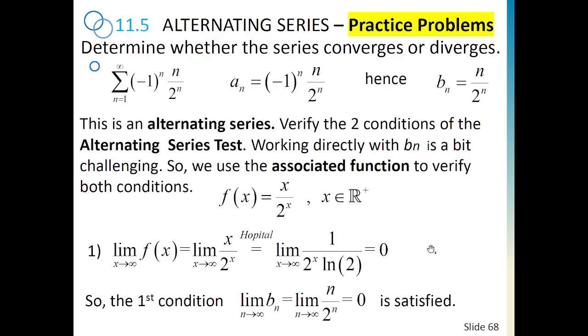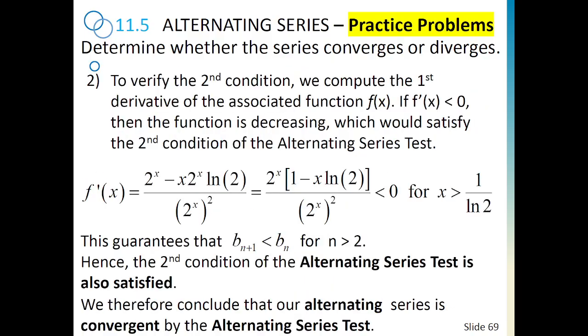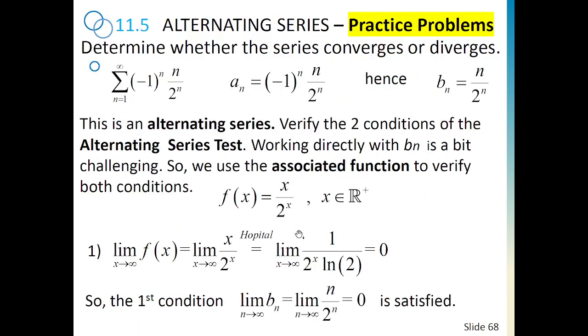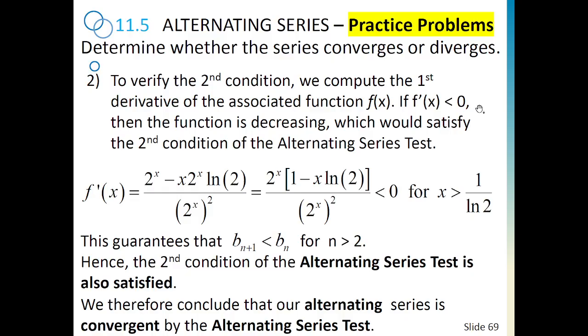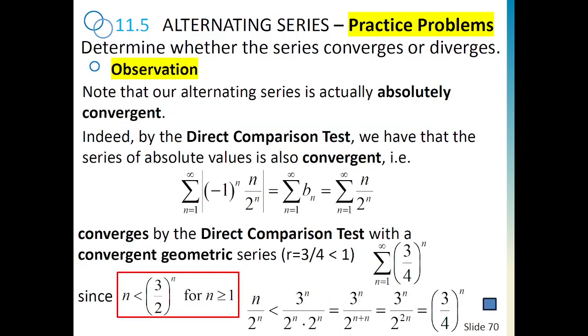So in this situation, you see, to verify the conditions for an alternating series test, I had to use the associated function for both conditions. Sometimes it's only for one, sometimes it's for both. How do you know? Well, if it's not obvious to compute the limit, you need to go with the associated function. If it's not obvious to see if the general term is decreasing with n, you need to go for the associated function. So those are essentially some examples.